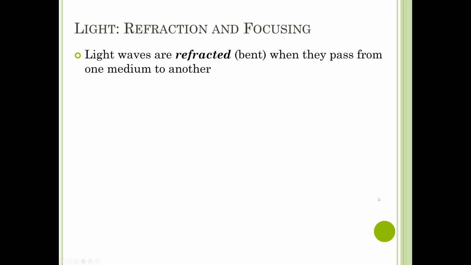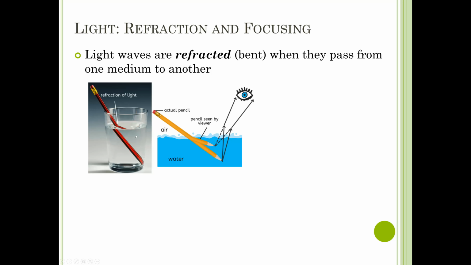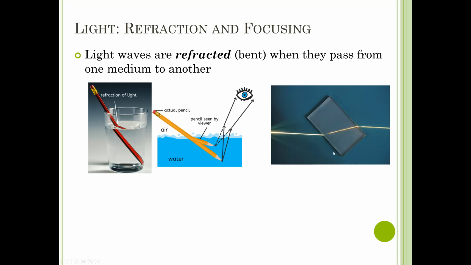Light waves are refracted, which means they're bent when they pass from one medium to another, like from air to liquid or liquid to solid. You can see this if you stick a pencil in a glass of water. As the light waves travel from the air and then through the water, there's the change from one medium to another, and you can actually see the refraction of the light. You can see this too if you shine a light through a prism, like a piece of glass. You can see the light bends as it enters the solid and then bends again when it goes back to the air.